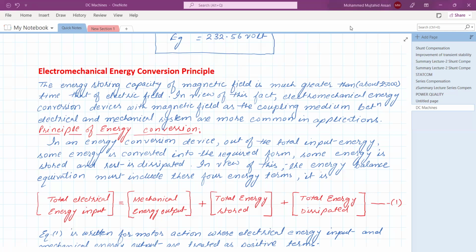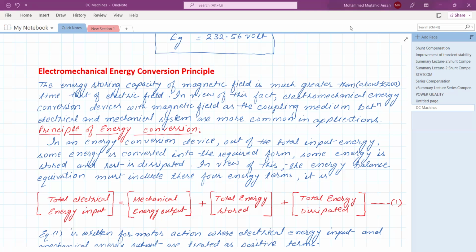Now the direction of the induced EMF is found by Fleming's right hand rule. Whereas for the motor, the mechanical torque or mechanical force is determined with the help of Fleming's left hand rule. So today we will see what the electromechanical energy conversion principle is.